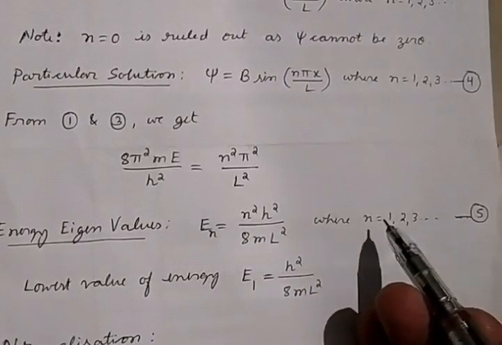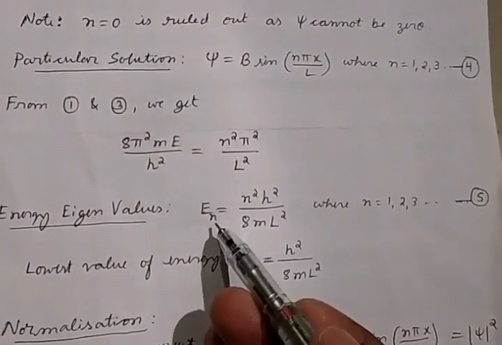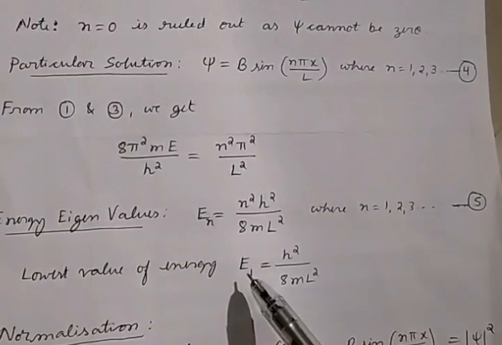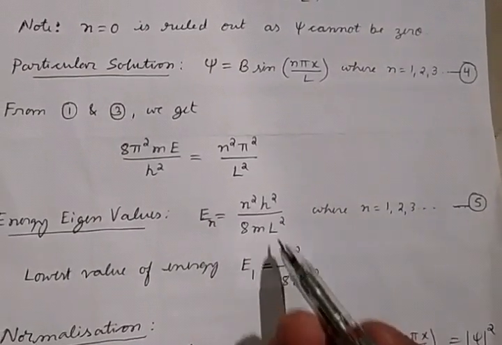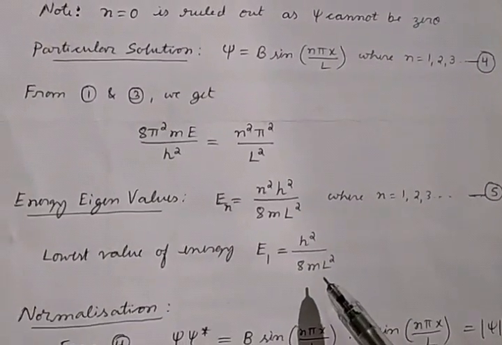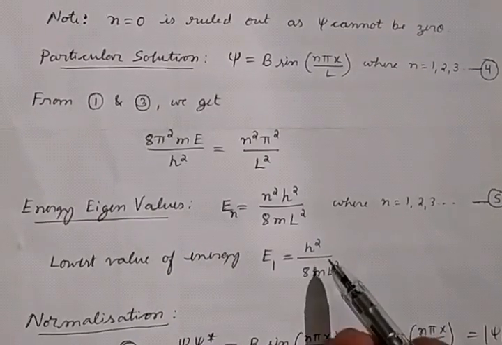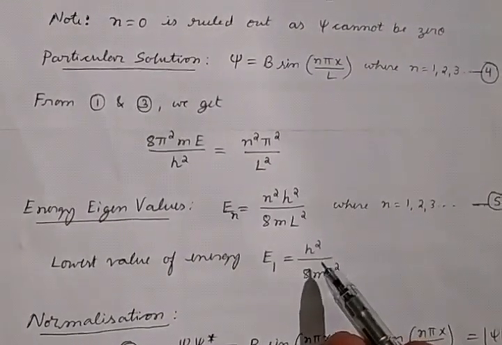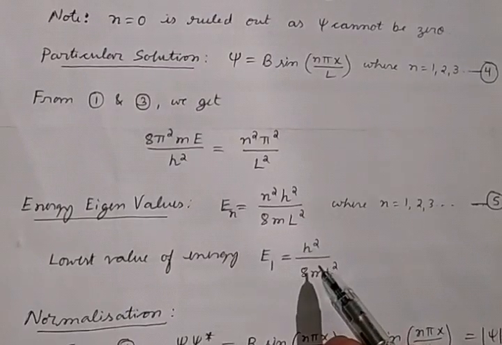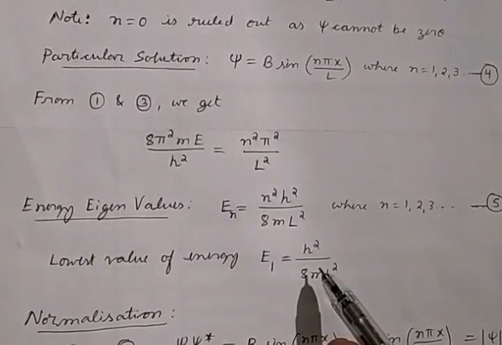So if I put n is equal to 1, the lowest value we get for the energy, E1 is equal to h square by 8 m l square. This is called the ground state energy, or also called the zero point energy. It's a small value but still not 0. So this is what we find in quantum mechanics. The lowest value the particle can possess is non-zero.